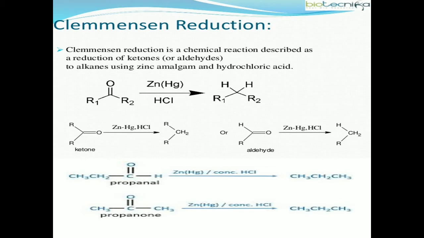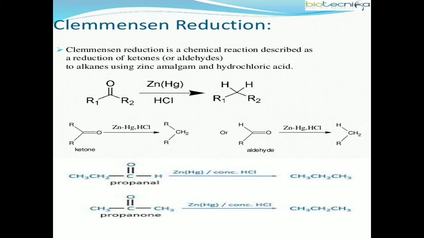Here we are observing hydrogenation or reduction of an aldehyde with zinc amalgam and HCl. In the presence of zinc amalgam and HCl, it is given as alkane, or RCH3 is the alkane. At the same time, if a ketone is reduced in the presence of the same zinc amalgam and HCl, it is giving alkane, or R-CH2-R. These are two general examples.